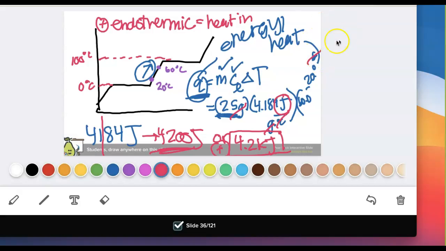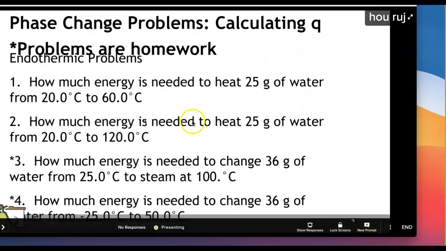Questions? We're going to do a bunch of problems like this. So if you're struggling, it's okay. I promise you'll get better. All right, let's try the next one. How much energy is needed to heat 25 grams of water from 20 degrees Celsius to 120?